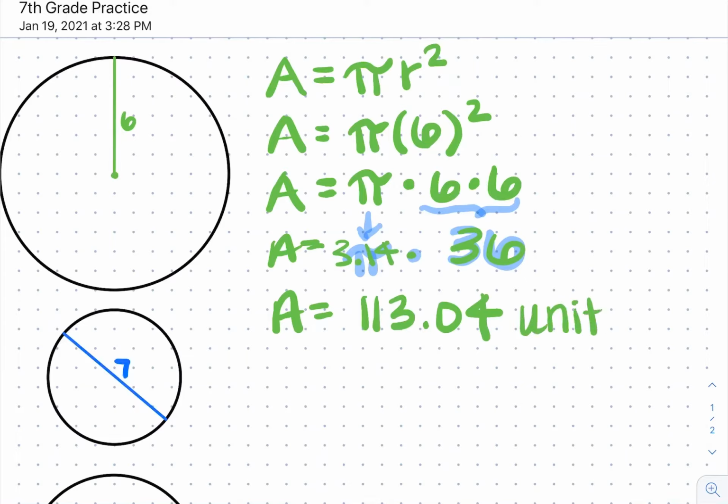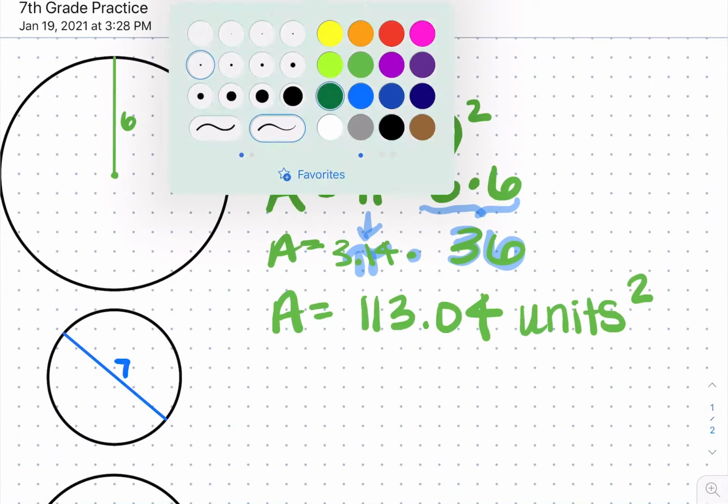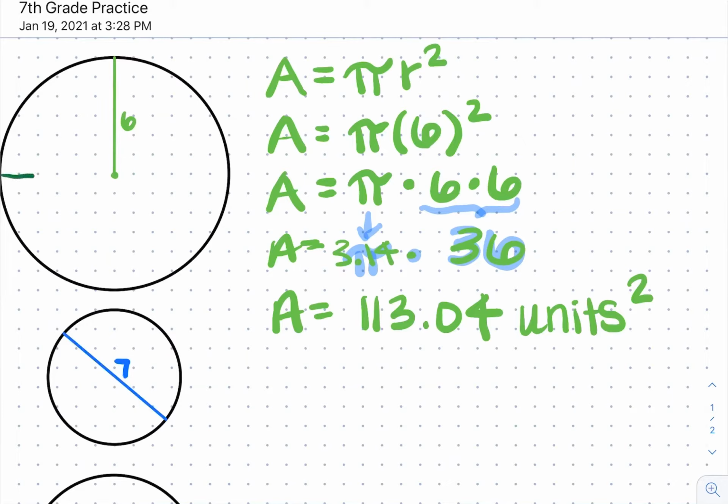Since this is an area, remember we have to do units squared. In the circles with this grid paper, it's a lot easier to see. We have a bunch of 1 unit sized squares that are filling up our circle, right? So you see that's 1 unit in a square. All right, so 113.04 units squared. That's what you got there.